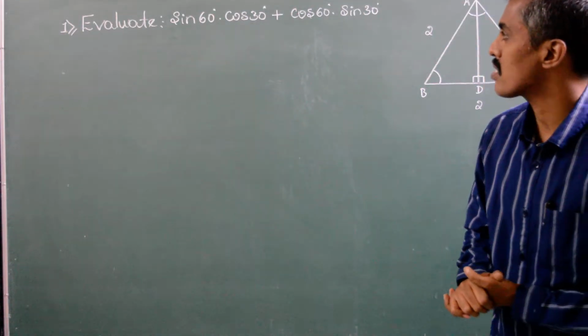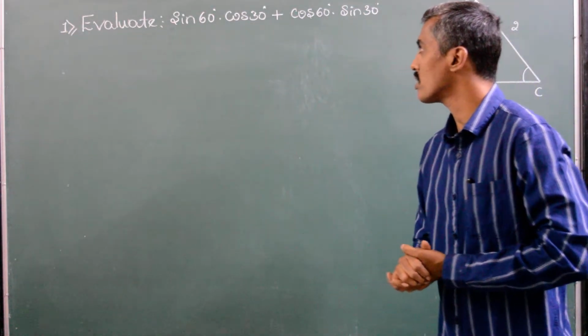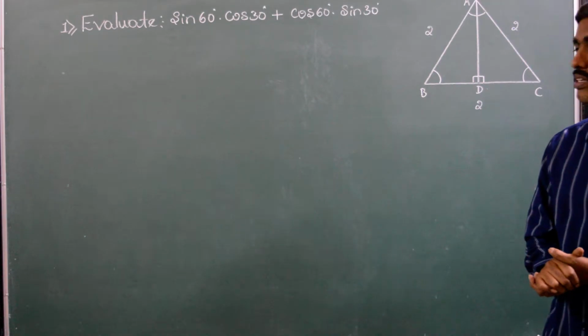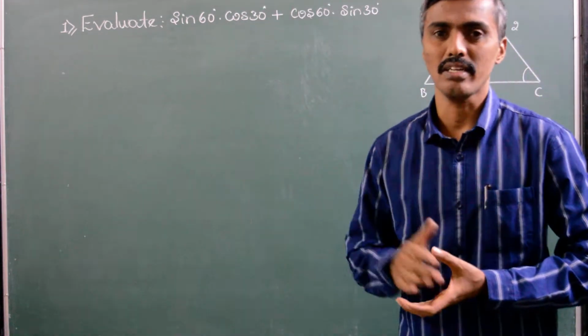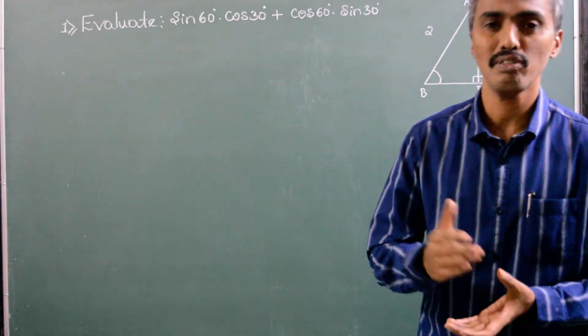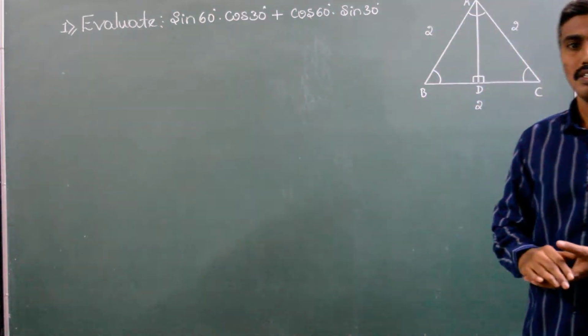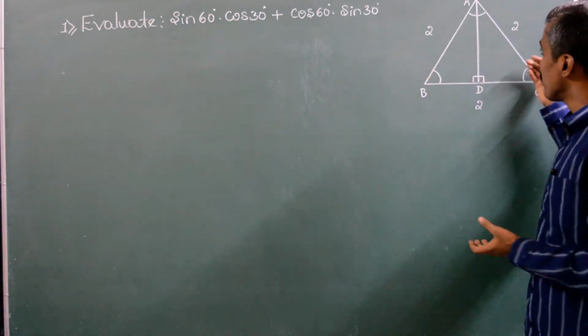The first problem is evaluate sin 60 degree into cos 30 degree plus cos 60 degree into sin 30 degree. Maybe you have memorized the values of these standard angles, but actually it is not required. Suppose if you know this figure. So here we draw a figure.